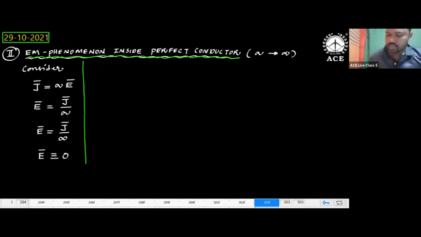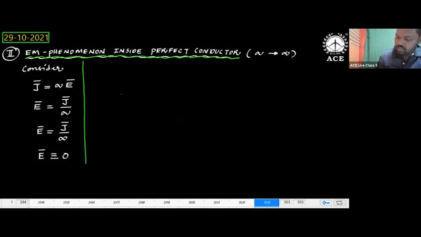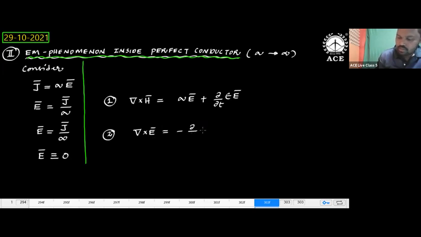Now let us consider the Maxwell's equations. What is the first Maxwell equation? I'll write down these Maxwell's equations one more time. Del cross H is equal to sigma into E plus dou by dou t of epsilon into E. What is the second Maxwell equation? Del cross E is equal to minus dou by dou t of mu into H. We know that here electric and magnetic fields are both related. Electric field will give magnetic field and magnetic field will give electric field.